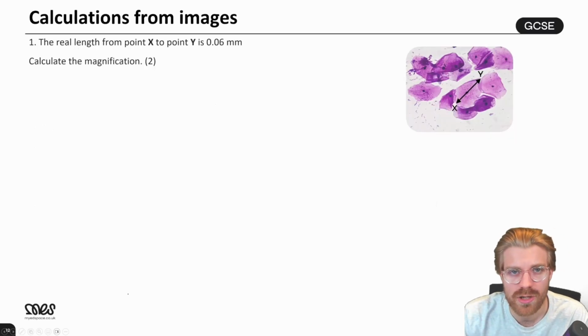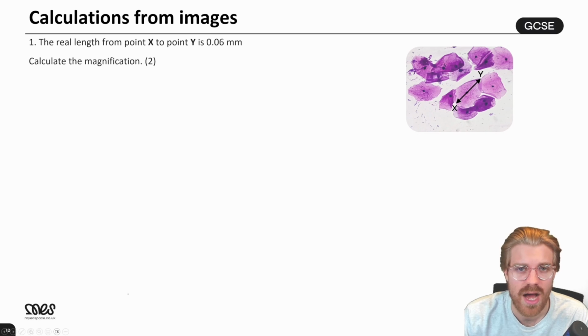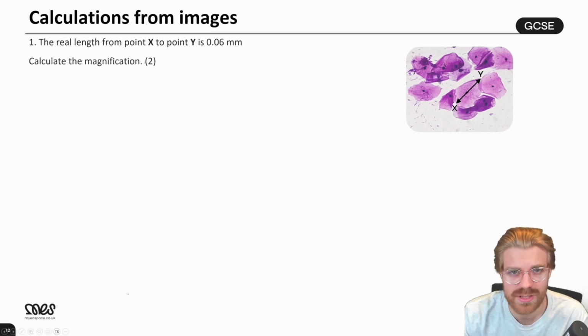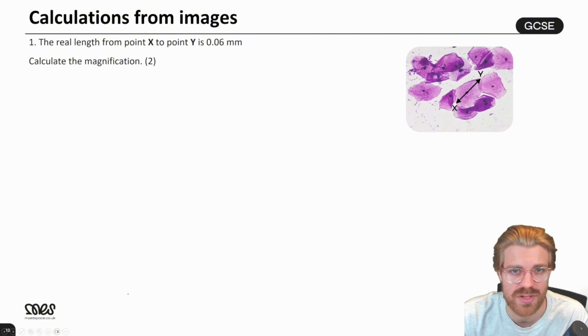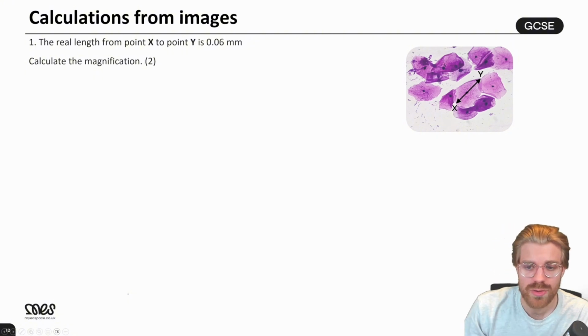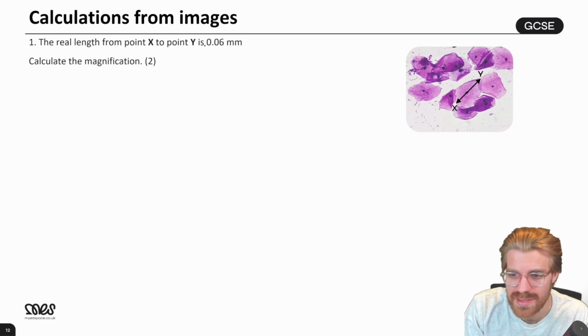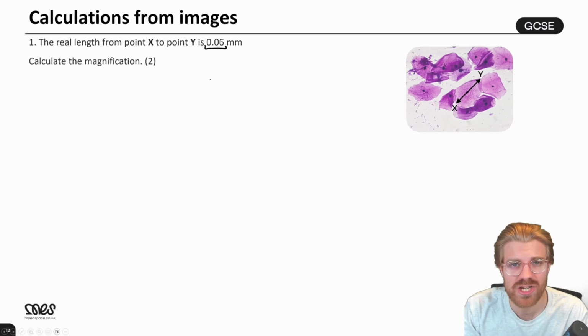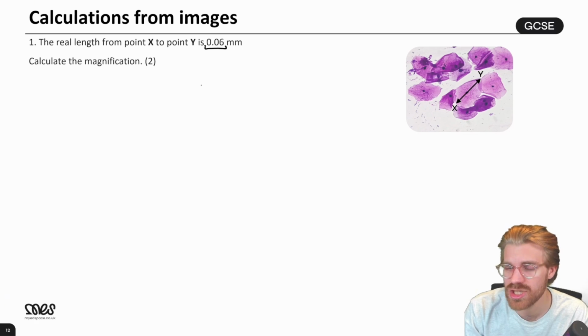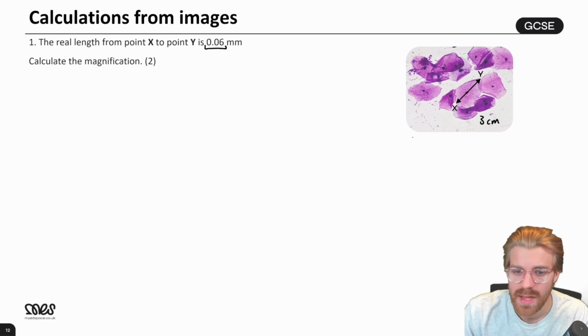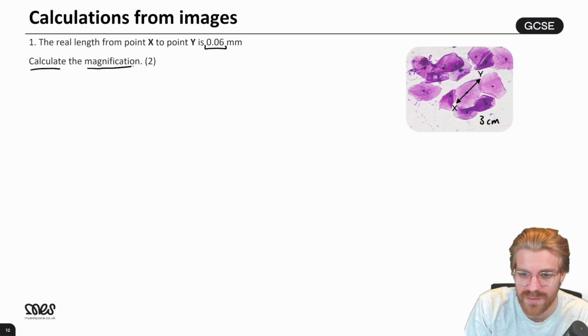Another part of the microscopy required practical is understanding how to calculate the image size, the actual size, or the magnification from an image and some other data that has been given to you. So the real length from point X to point Y is 0.06 millimeters. Now the image length we measure on the image itself. So I would get a ruler out, I would measure this, and when I measured it earlier, I measured it out to be 3 centimeters. And we are asked to calculate the magnification.